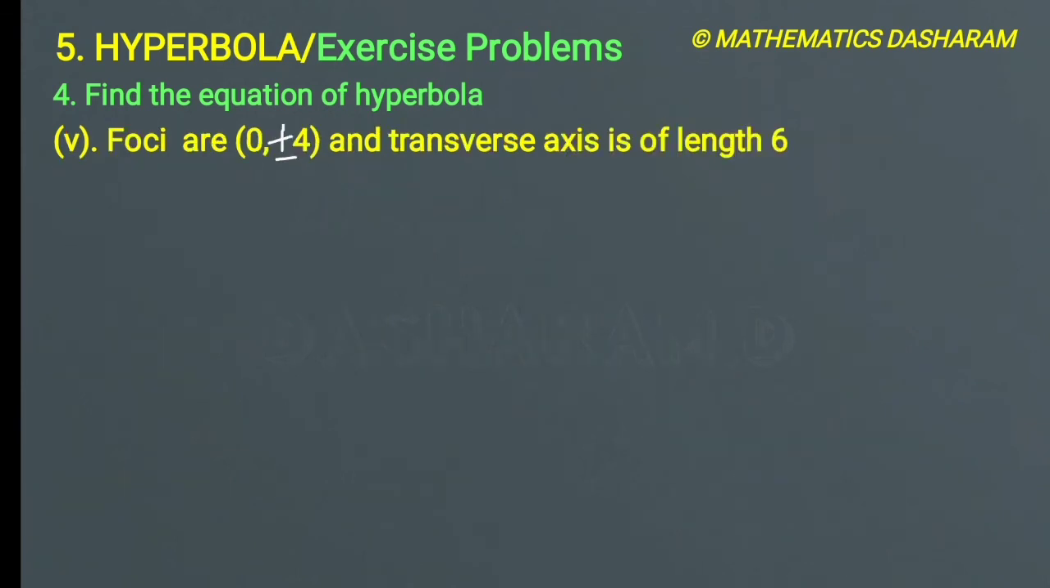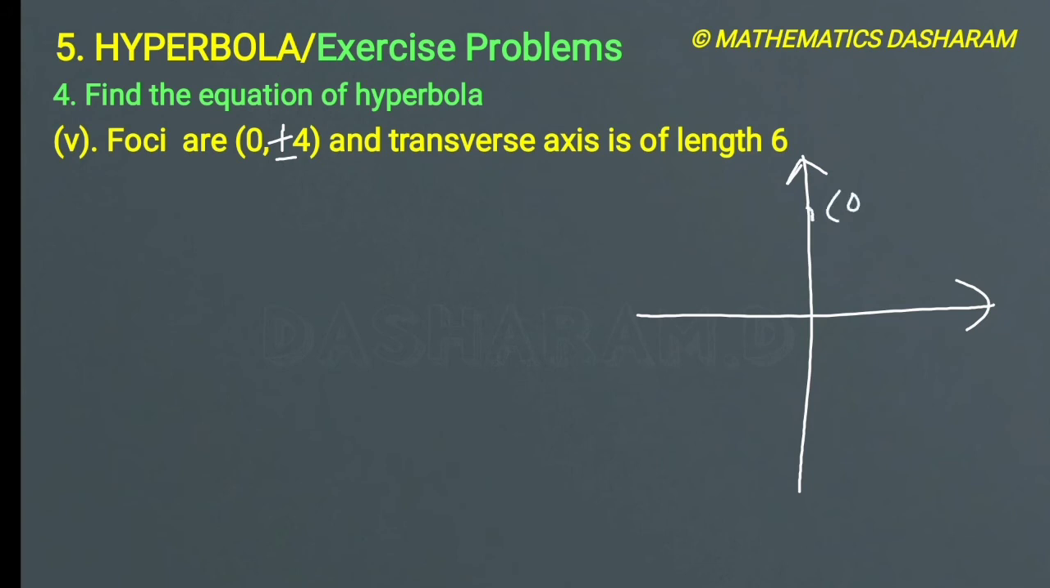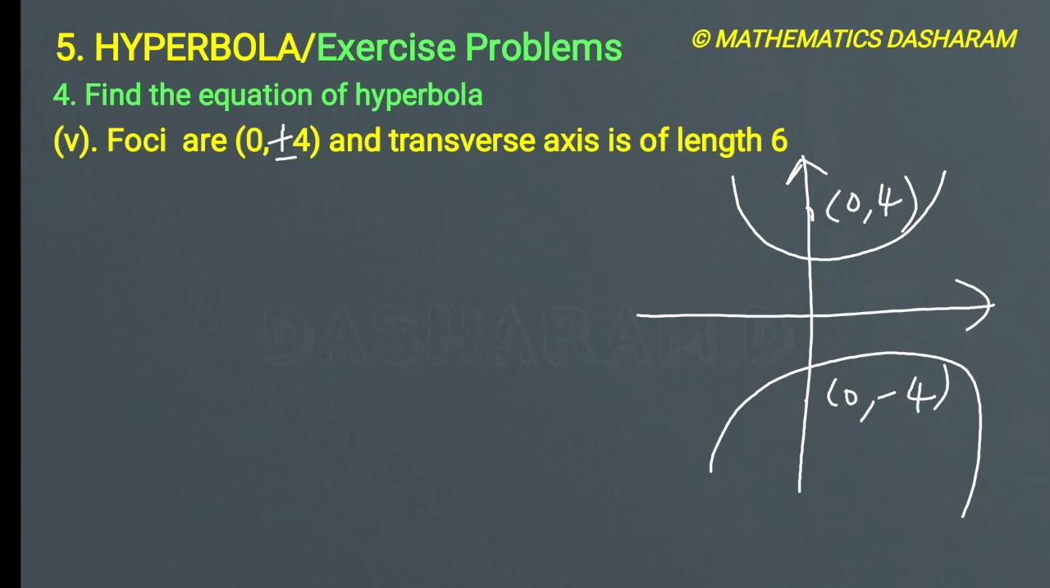Fifth question, the foci are 0 comma plus or minus 4 and transverse axis is of length 6. So here focus is 0 comma plus or minus 4. So here is a focus 0 comma 4. Here one more focus 0 comma minus 4. So then this is a diagram of a hyperbola. The foci lie on the y-axis.